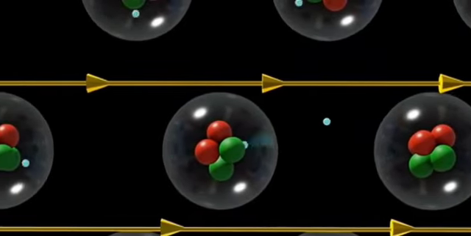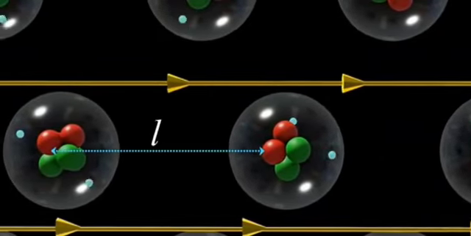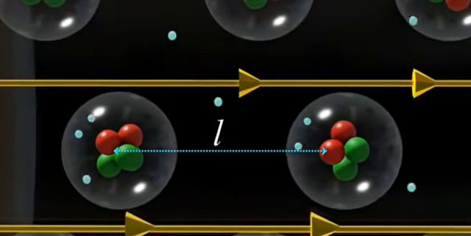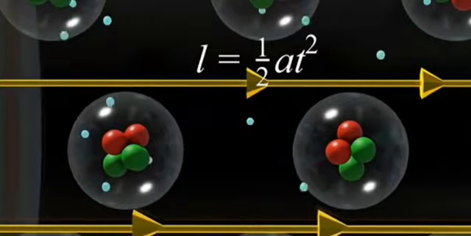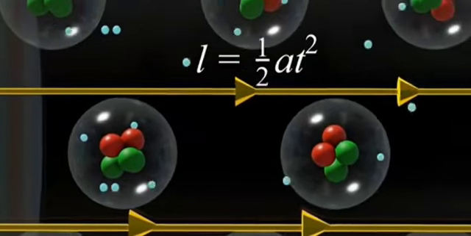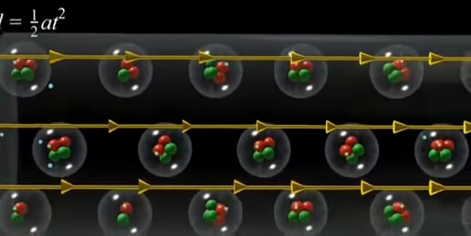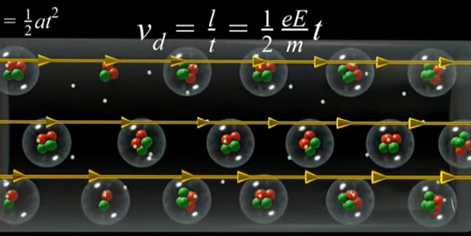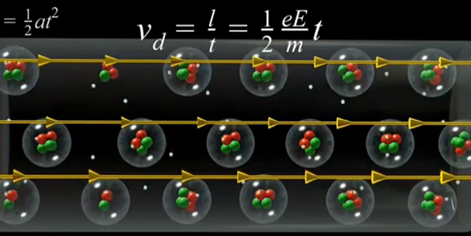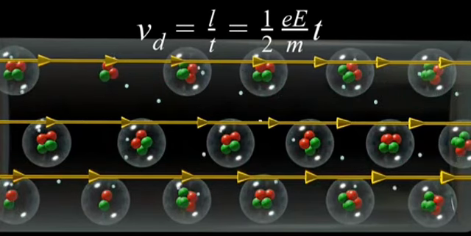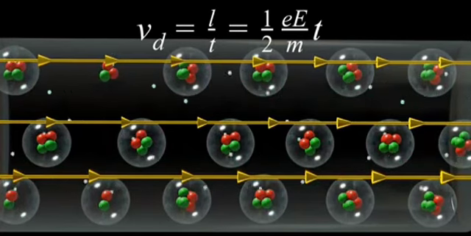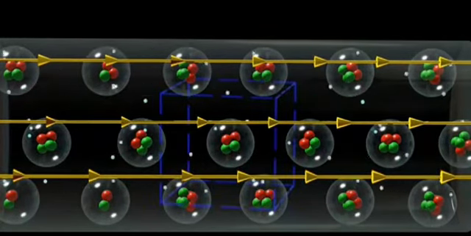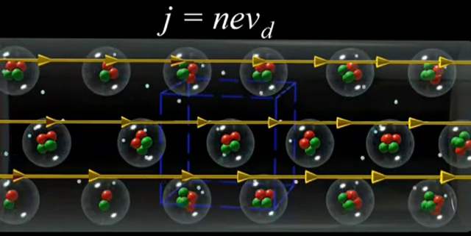Let's assume the average length of this collision is L and the average time of the collision is T. The length of travel and time are connected through this equation, from which the average speed of the electron, the drift speed of the electron, can be easily derived as follows. So we have derived the drift speed of electrons. If we assume there are n free electrons per cubic volume of the conductor, current flow per area can be deduced as follows.